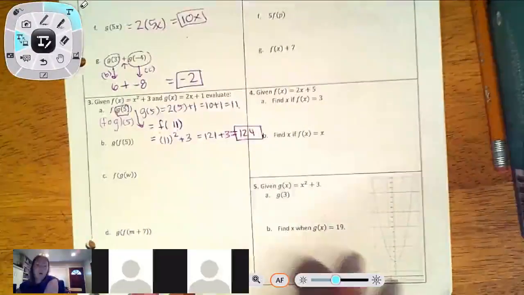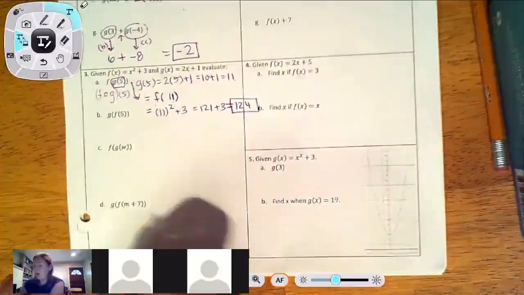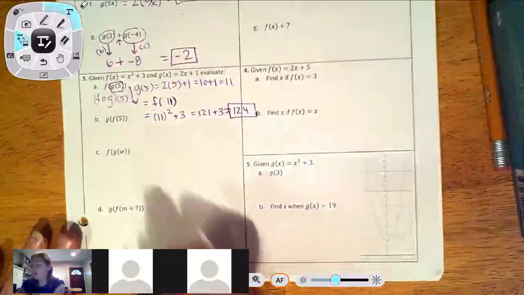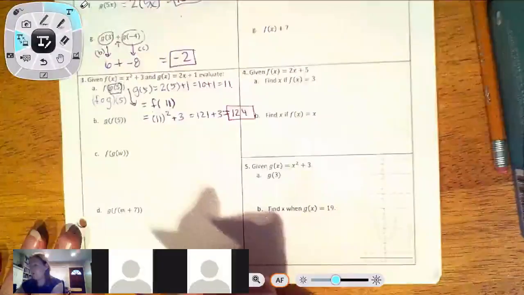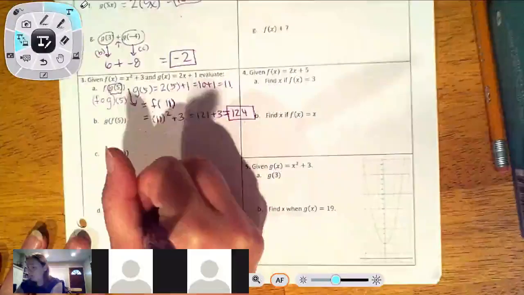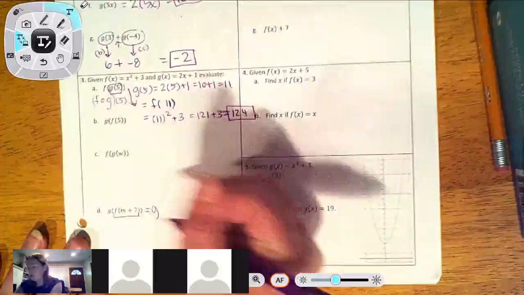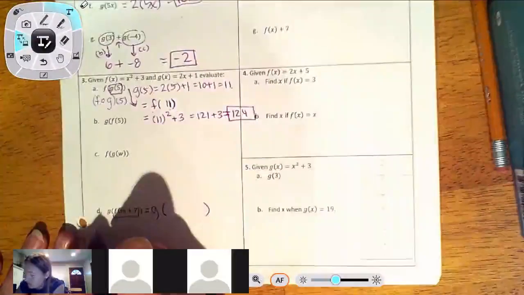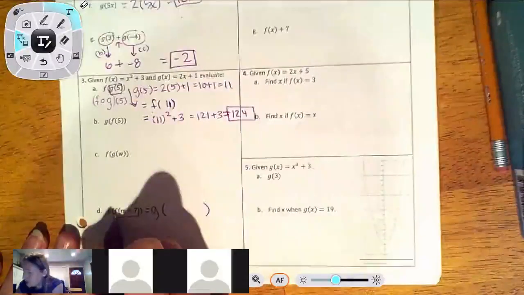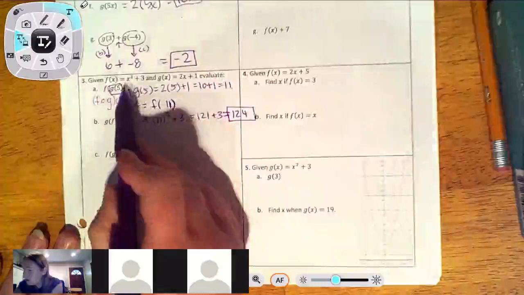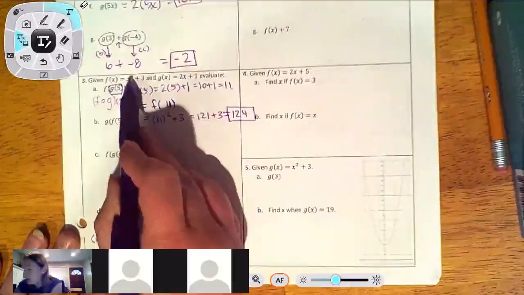Let me do D, because it's got not only a quantity, it also has a variable in it, and it'll also involve us needing to FOIL. So we need to figure out what f of m plus 7 is and do g of that. So this part is f. F says to square it, square what's in the parentheses. X means what's in the parentheses, square it and add 3.